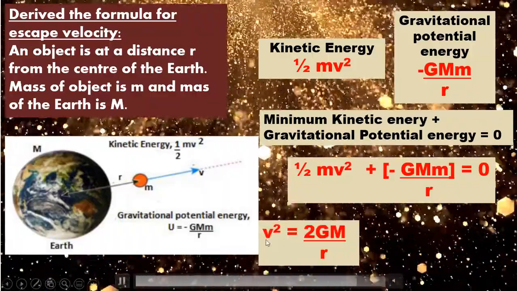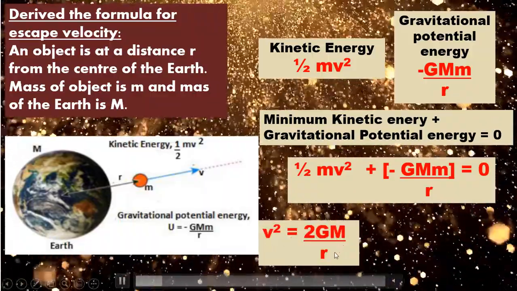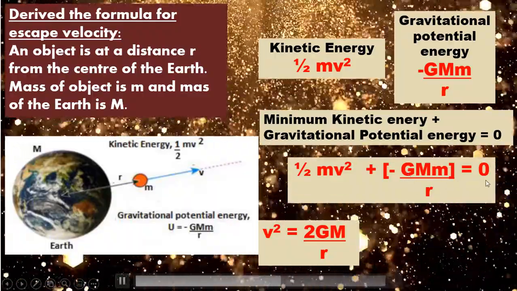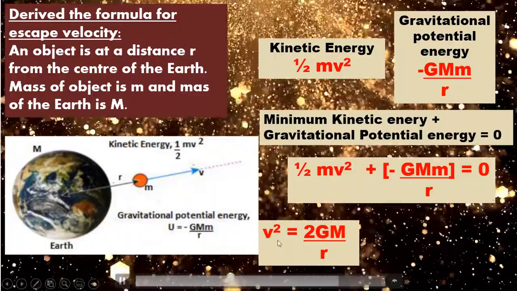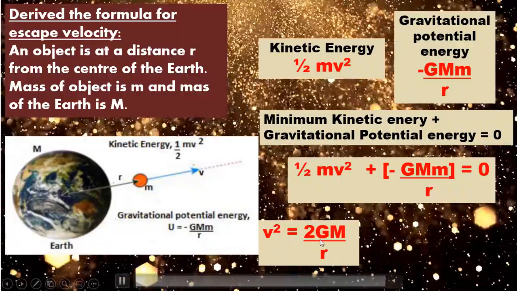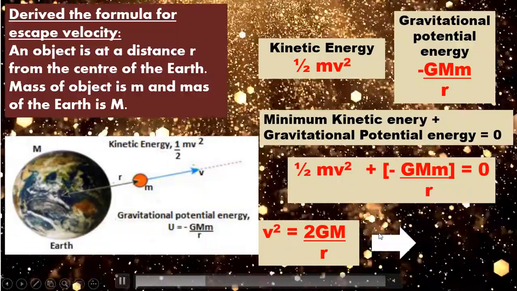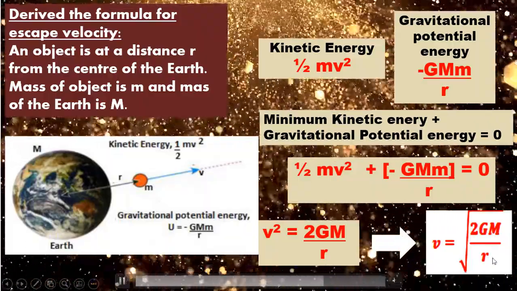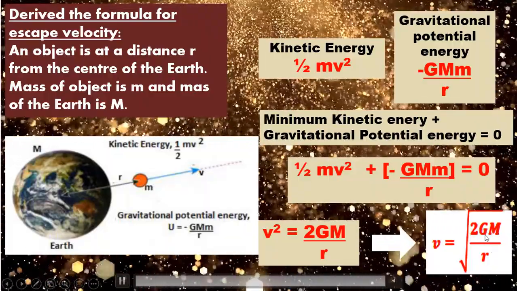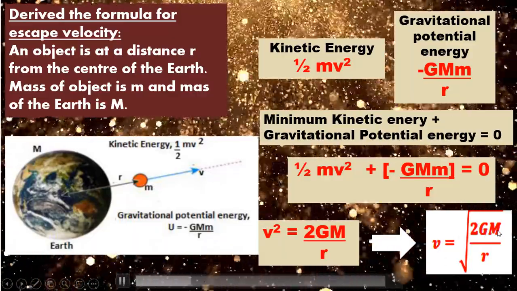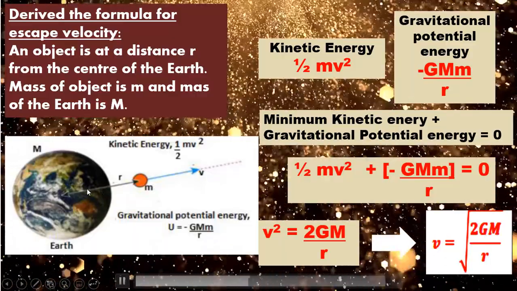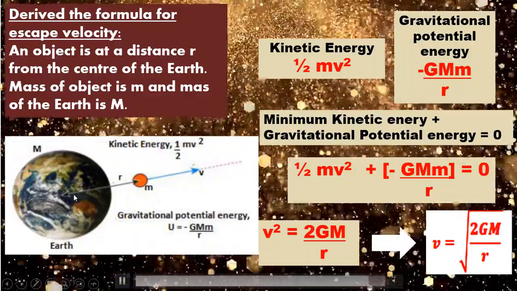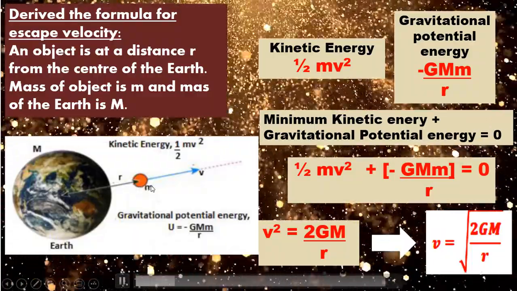We have v squared equals 2GM over r. Bring m over here, and 2 over here, so we get v squared equals 2GM over r, and the formula v equals square root of 2GM over r, where G is the gravitational constant, M is the mass of the Earth, and r is the distance between the center of the Earth to the object.